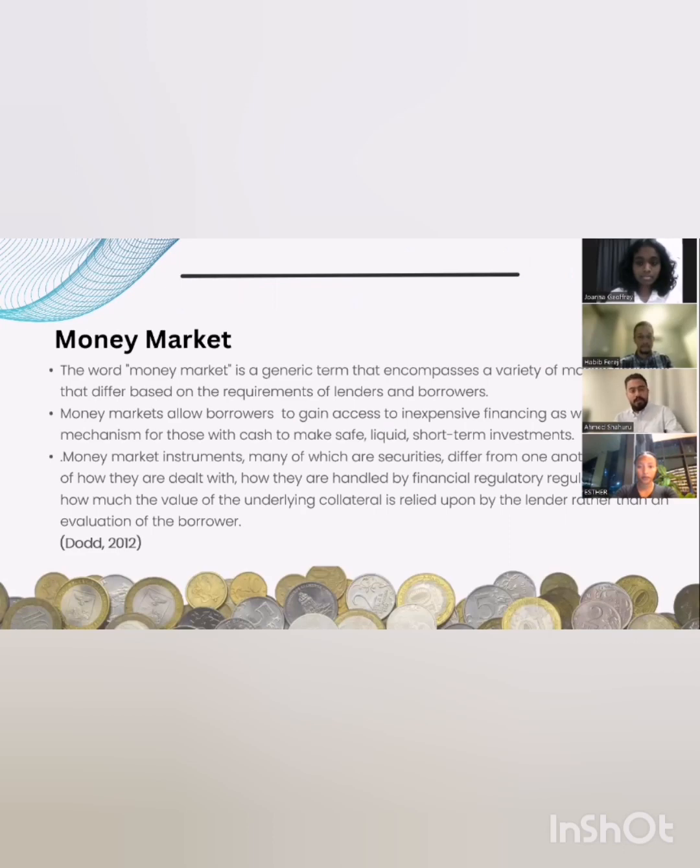So moving on to money market. The word money market is a generic term that encompasses a variety of market varieties that differ based on the requirements of lenders and borrowers. Money markets allow borrowers to gain access to cheap financing, as well as a mechanism for those with cash to make safe, liquid, short-term investments. Money market instruments, many of which are securities, differ from one another in terms of how they are dealt with, how they are handled by financial regulatory rules, and how much the value of the underlying collateral is relied upon by the lender rather than an evaluation of the borrower.